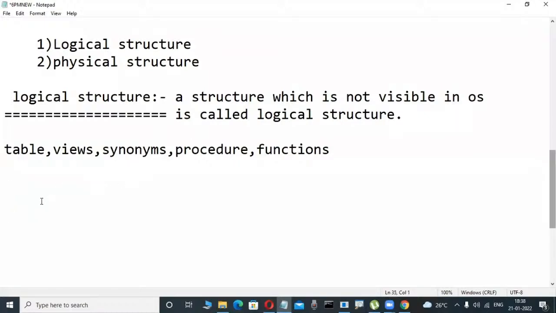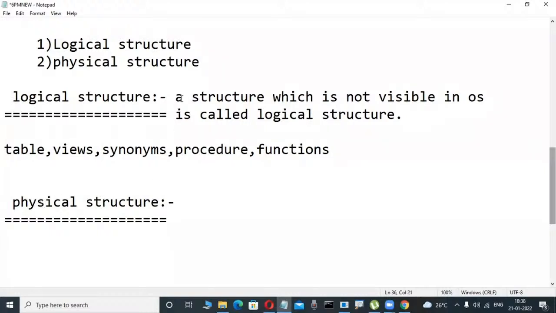Now observe it here. What is physical structure? Don't write it. Now check it out. Just roughly observe it here. Physical structure is there. Now just for the idea's purpose only: what does a physical structure mean? Now this is the opposite of the logical one.